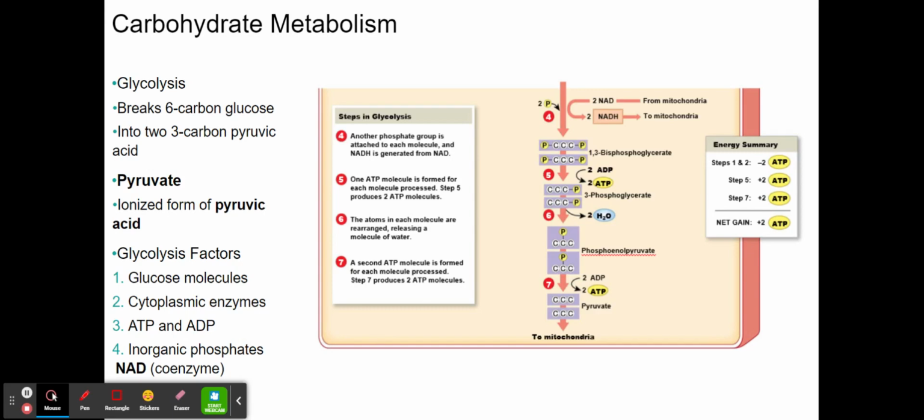The net reaction of glycolysis looks like the reaction that you see on the page, which is glucose plus 2 NAD plus 2 ATP plus 2 P is equal to 2 pyruvate plus 2 NADH plus 4 ATP. This reaction sequence is anaerobic, or without oxygen, and provides the cell with a net gain of 2 molecules of ATP for each glucose molecule converted to 2 pyruvate molecules.